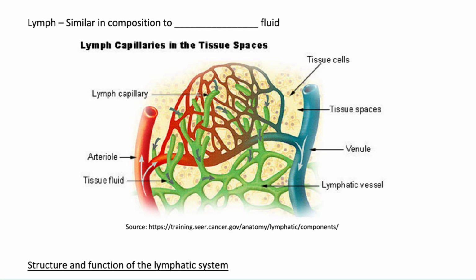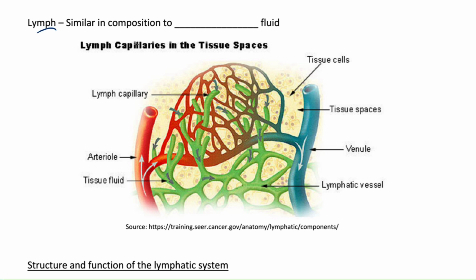And as the blood flows through, we can see with these little blue arrows that fluid is leaving the capillaries and going into the surrounding tissues. And we see these blind-ending green vessels. These are lymphatic capillaries, or lymph capillaries, that are picking up that excess fluid. And once the tissue fluid gets into the lymphatic vessels, we just call it lymph.